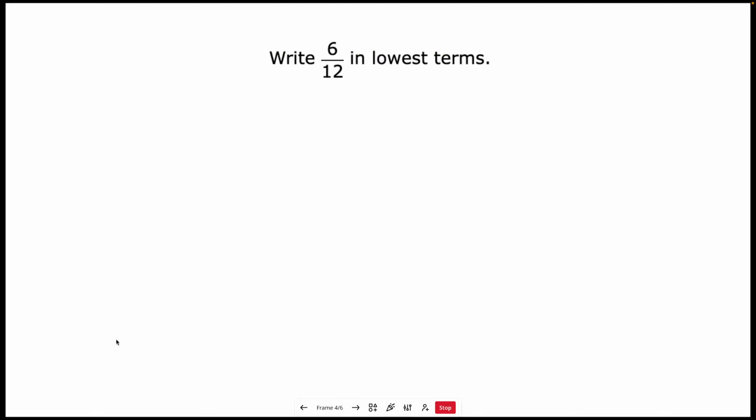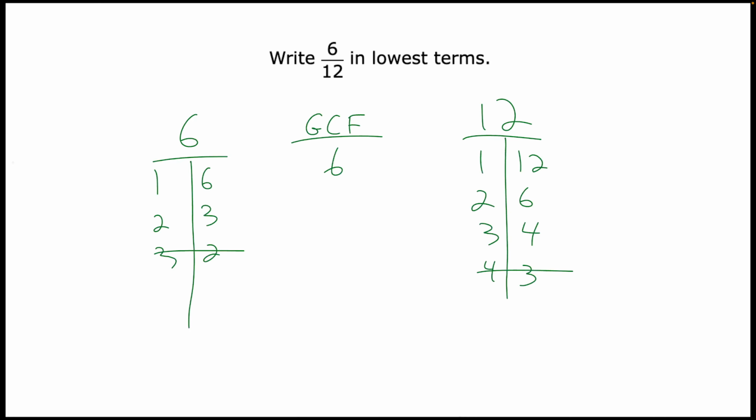So this says write 6 over 12 in lowest terms. So we need to look at 6 and 12, and I'm going to skip over this work here because we want to find what is the greatest common factor for 6 and 12. Okay, so after you do the work or do it in your head, you should come up with a GCF of 6. And so what you do with that GCF, there are two ways to think of this.